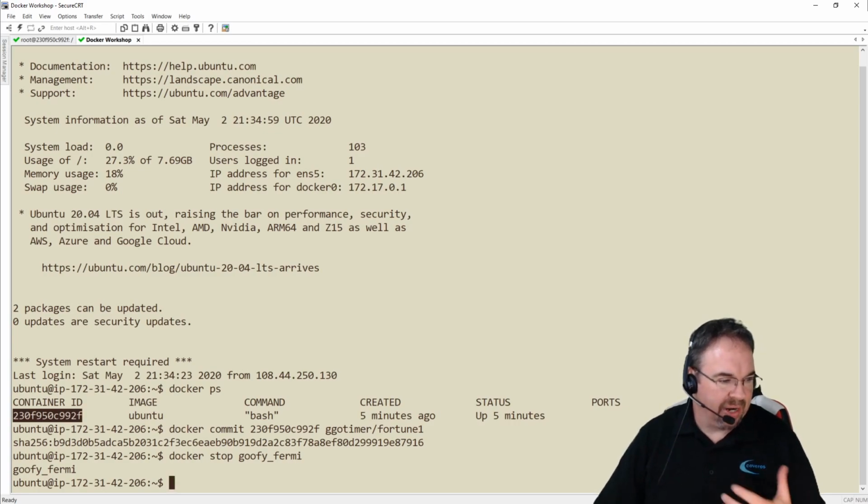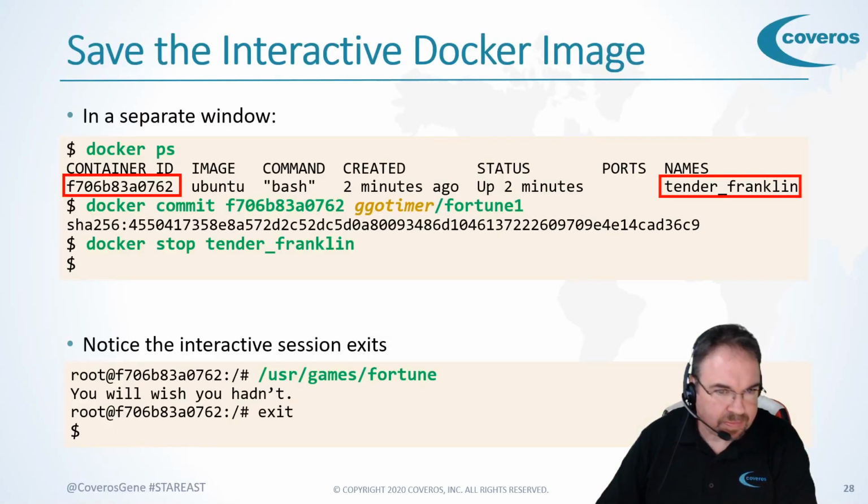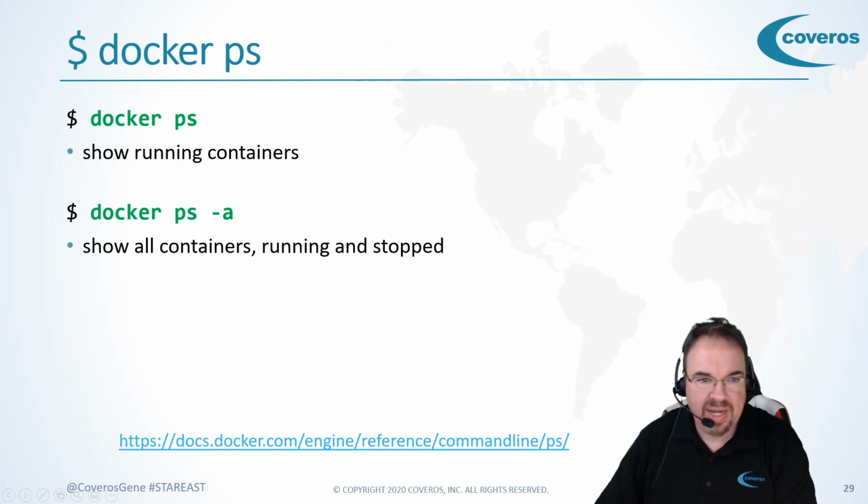Okay, let's talk a little bit about all those commands we just typed. First, docker ps, then docker commit, where you use either the container ID or the name, and the name I want to give it, the tag I want to put on it, and then I stopped it. And we see that the interactive session stopped. Docker ps showed me the running containers, told me the container ID, and gave me the container name so I could use it.